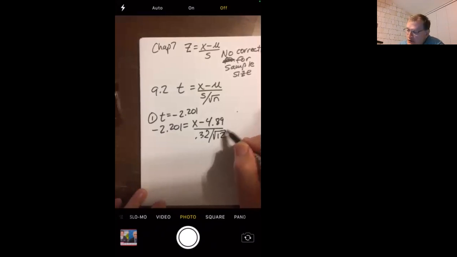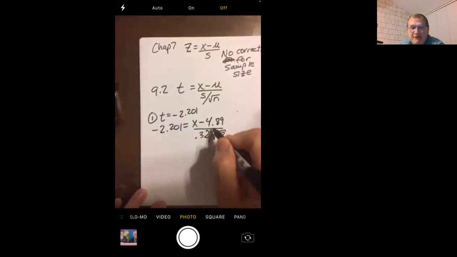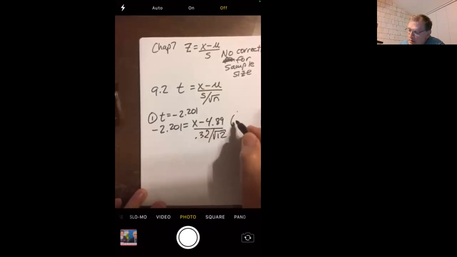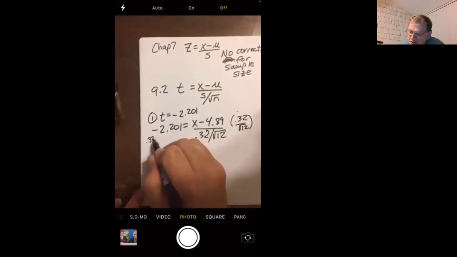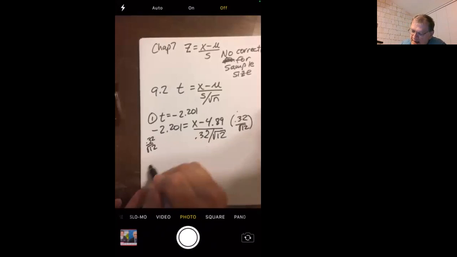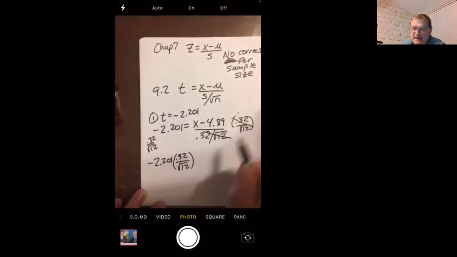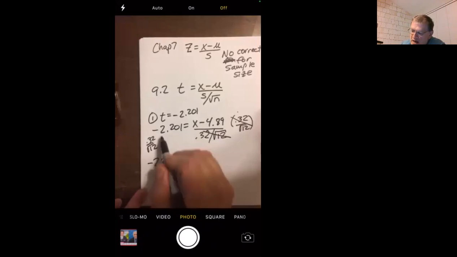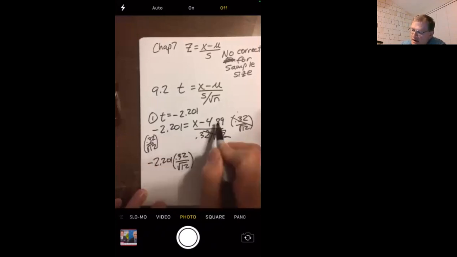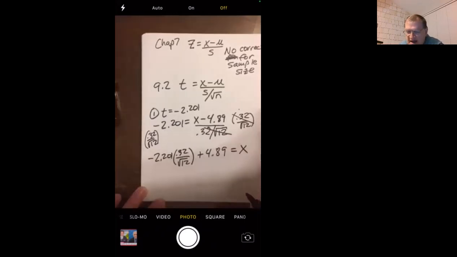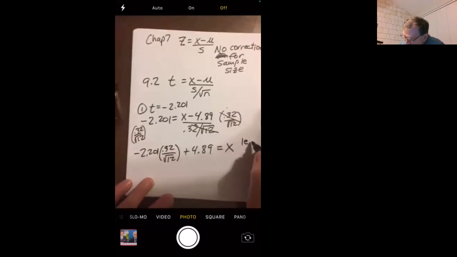I'm going to multiply both sides by this and add the 4.89. I'll multiply by 0.32 divided by the square root of 12 on both sides. So I'm going to have negative 2.201 times 0.32 divided by the square root of 12, and that cancels that, cancels that. This multiplies, and then you're going to add the 4.89, just doing this in one step, and that'll be your left X. This will be the left side of the confidence interval.